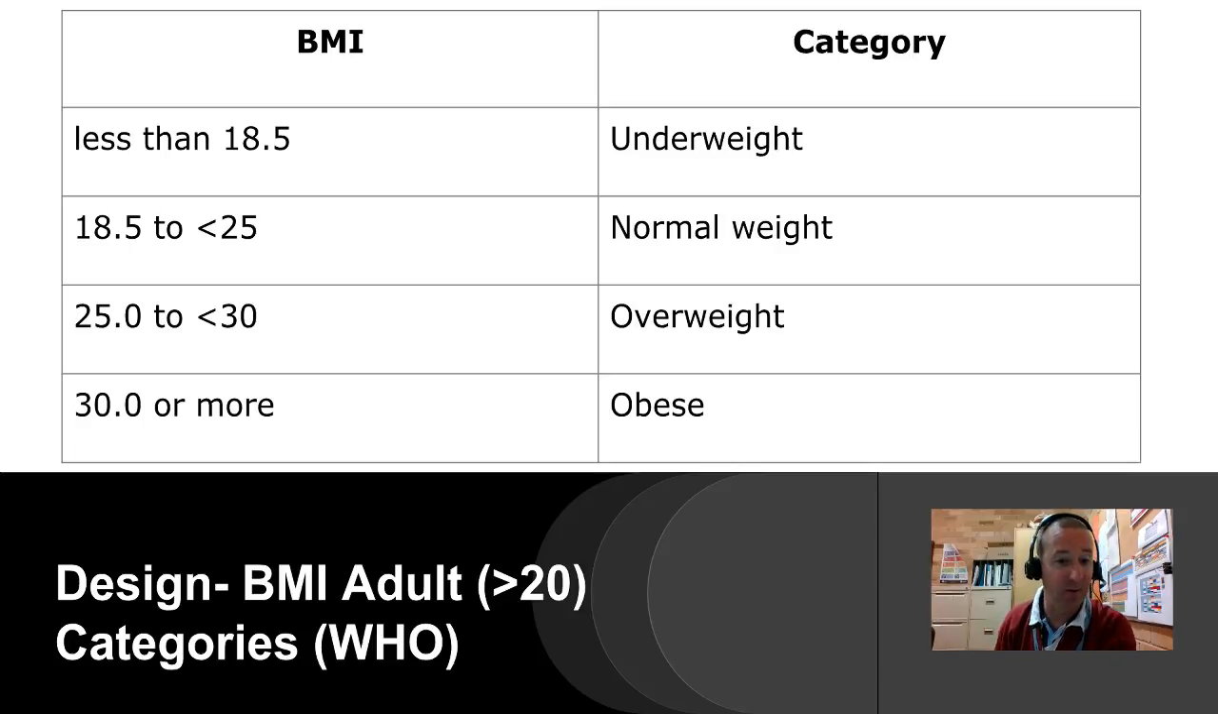Now, BMIs for children, people who are less than 20, are calculated differently to those for adults. So these are the categories that are put in for adults, and that's from the World Health Organization. So those are the WHO categories for BMIs.